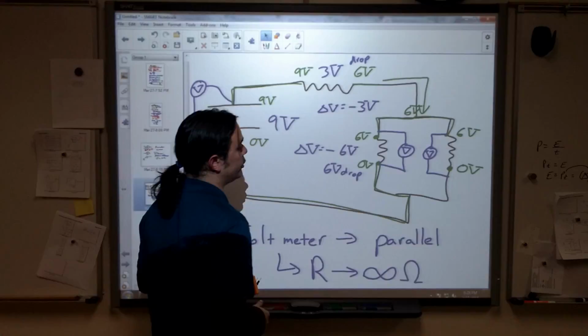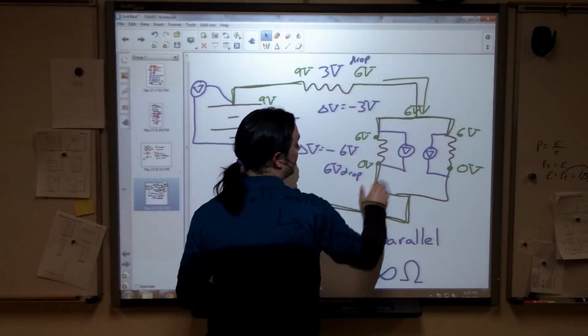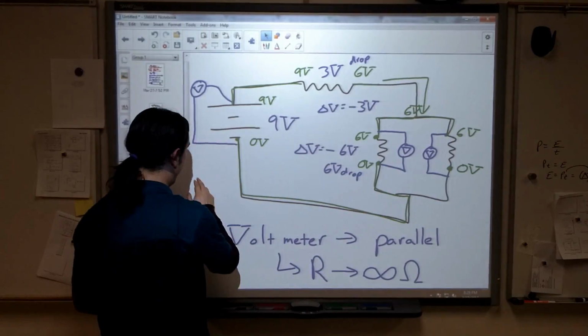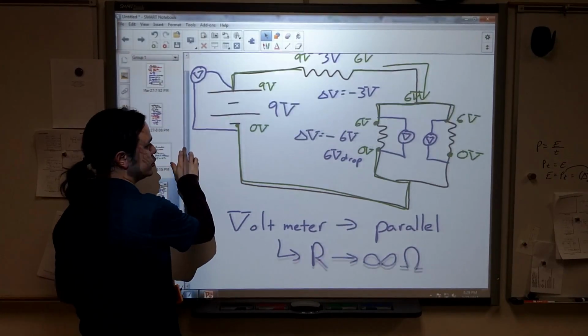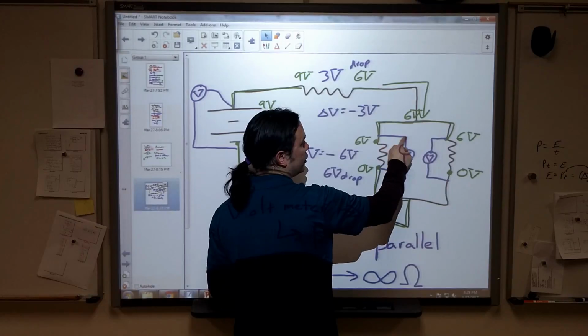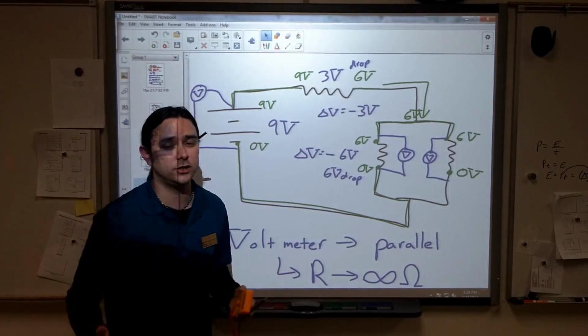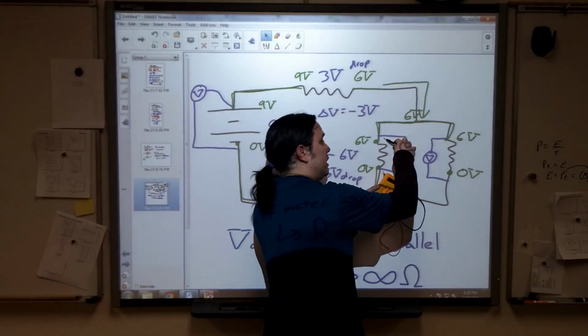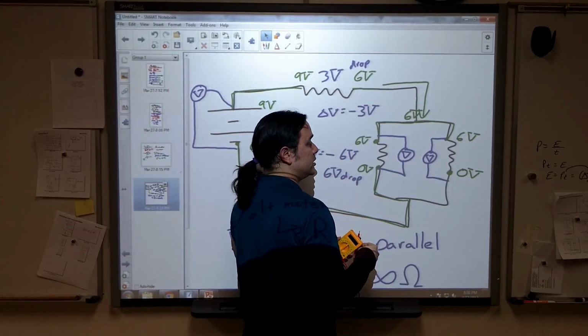All right, this is how you use a voltmeter and how you draw them in your circuits. They are always drawn in parallel. They have an infinite resistance, which means you can put them here, but none of the charges are actually going to go through them, so they don't actually change anything about the circuit. You can make a measurement without disrupting the circuit.